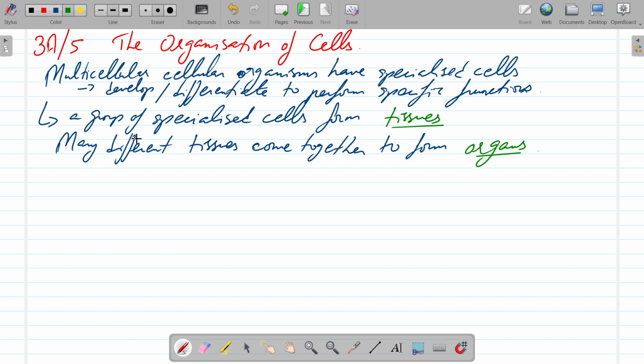When you've got many different tissues coming together, that means you've got many different types of specialized cells coming together to form organs. So this is the layer of complexity that builds from cells to tissues to organs, and then later on to organ systems. So a bit of detail about tissues.